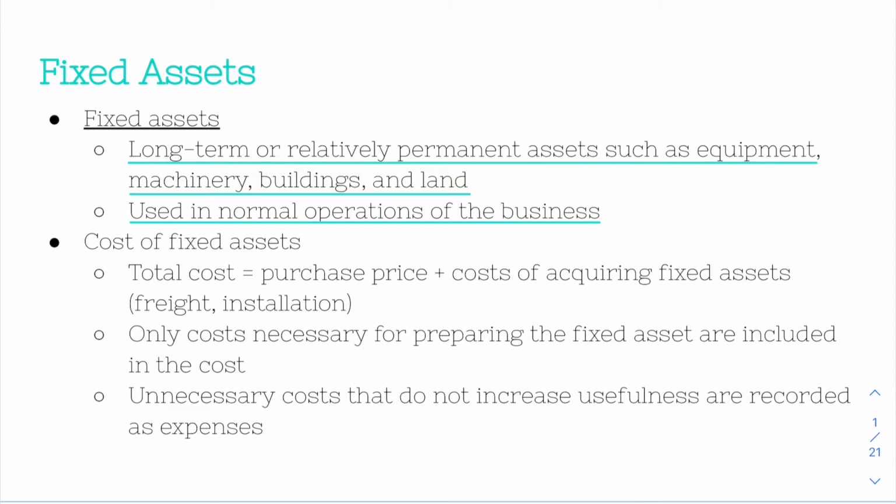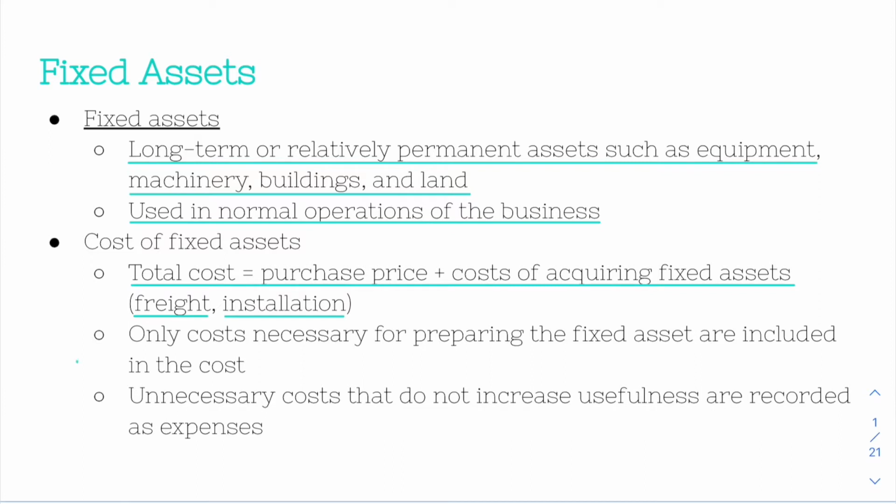The cost of fixed assets is the purchase price plus all costs of acquiring those fixed assets. That could include any freight costs, any installation costs, etc. Back in chapter 6, I believe, there were questions about why we include freight as part of the cost of merchandise. It's using the same concept. The total cost of something is whatever you purchased it for plus the costs of acquiring it. So it could be freight costs, but it could also be installation costs.